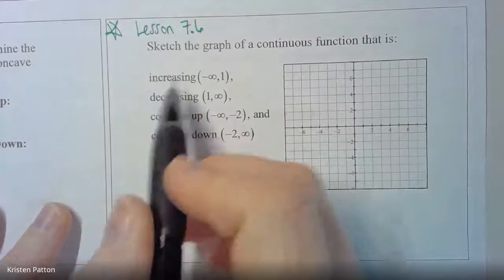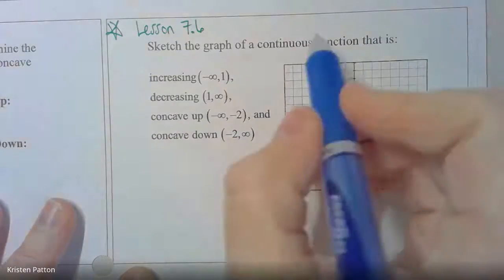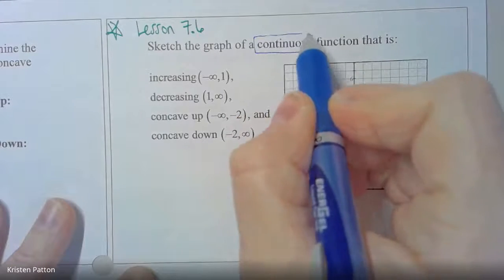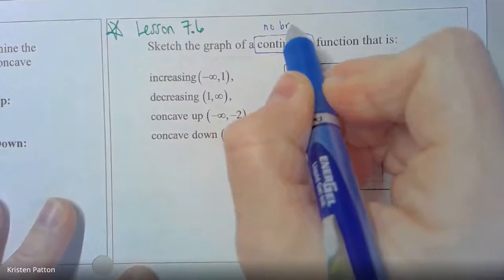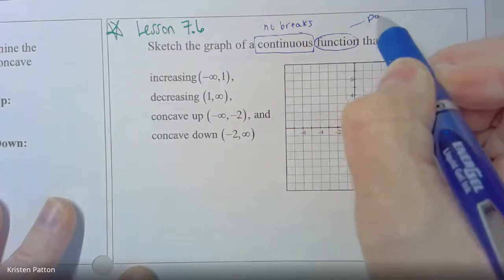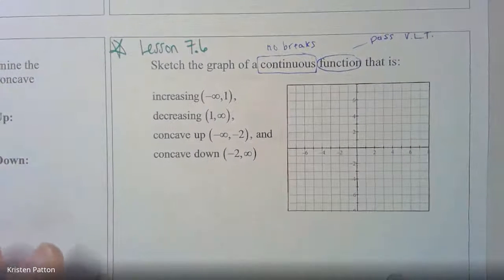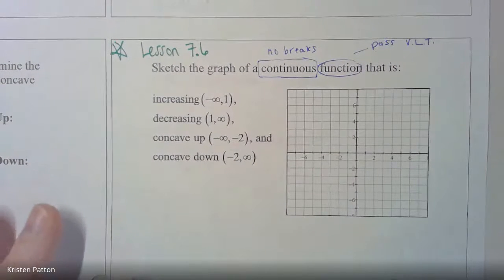They want the graph to be, first of all, continuous. So we want to make sure that there's no breaks in the graph, right? And they want it to be a function, which means it has to pass the vertical line test. The VLT, I just made that up. The vertical line test. Okay.